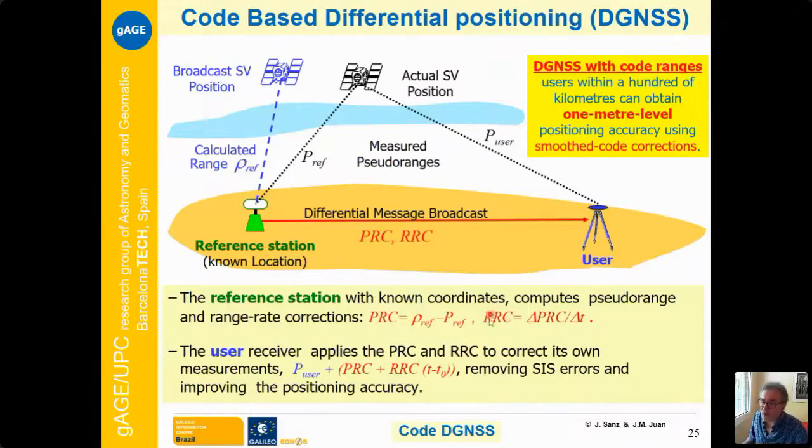We can also compute the range rate corrections. This is the variation in time, the rate. And these corrections can be sent to the user, and the user can apply these corrections to their measurements in order to remove the signal in space error, improving in this way the positioning accuracy.